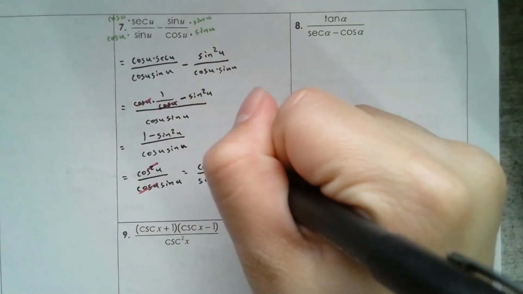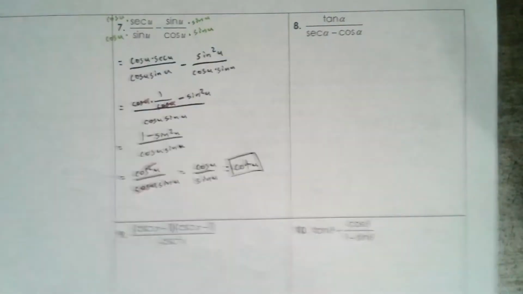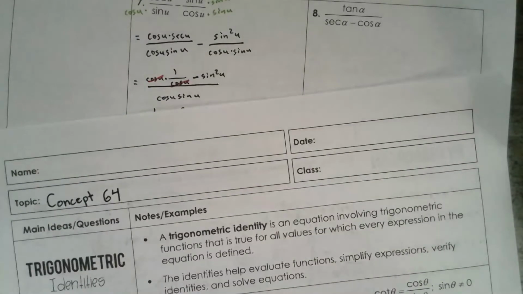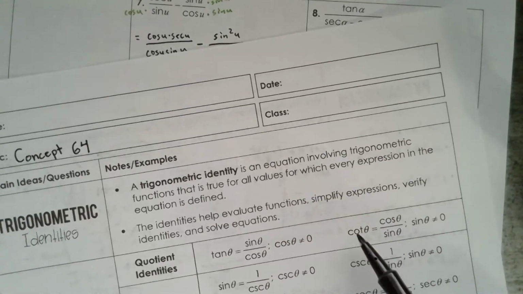How do I know that? Again, it's in your previous concept right here. Cotangent is cosine over sine. Cosine over sine, that's cotangent.